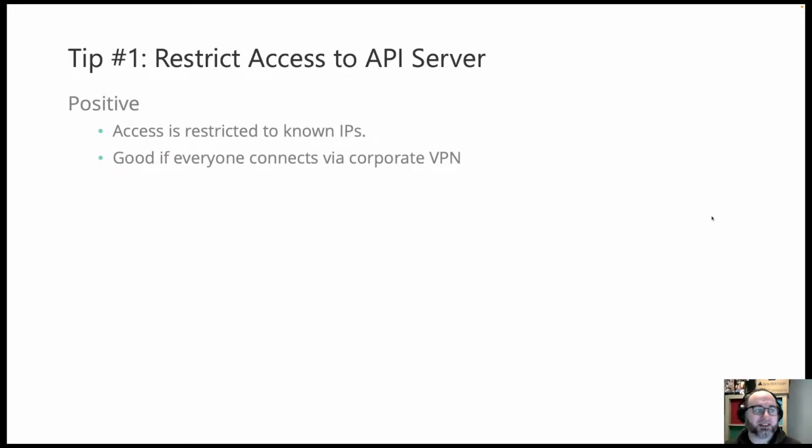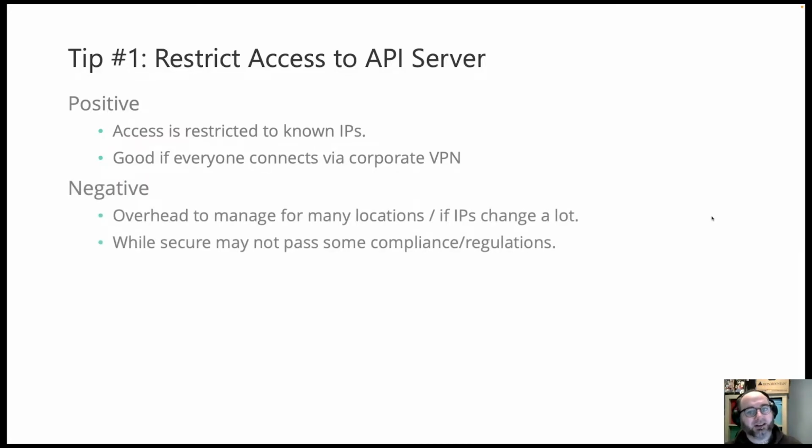Now, the great thing about this is obviously it's completely restricted to known IPs. And this is fantastic, especially if everyone's connecting through, let's say, a corporate VPN where everyone is within a known range, and you would know what IPs are connecting to that. The only negative here really comes if you don't have a corporate VPN, or there are lots and lots of different locations trying to connect, or smaller individuals maybe at home, through ISPs or whatever. It depends on the company's policy. But if these change a lot, it can be painful to have to go in and change these all the time, and so on and so forth.